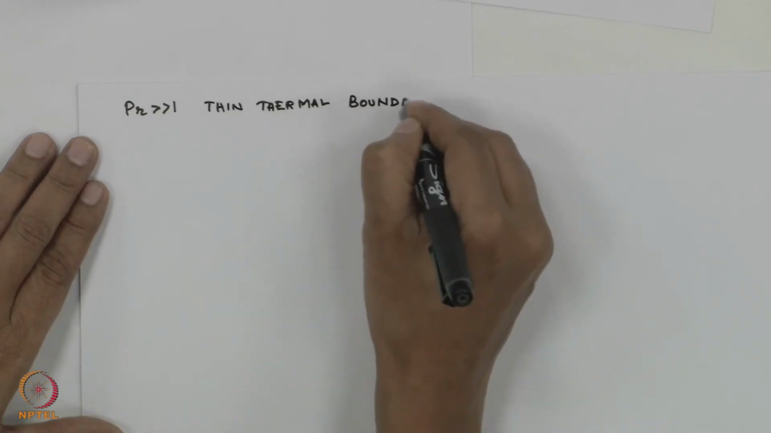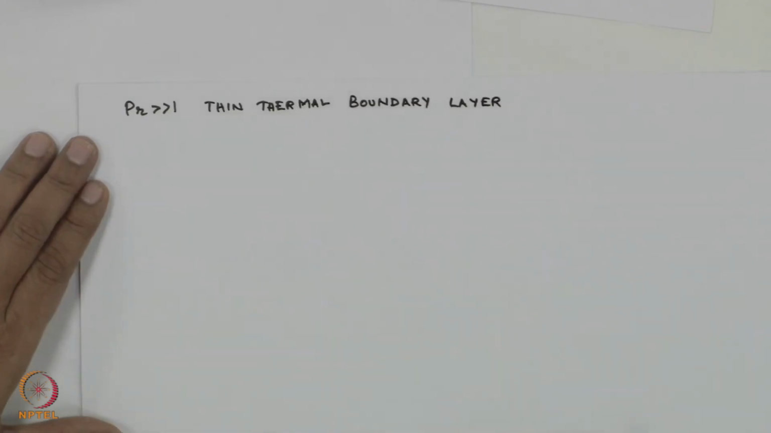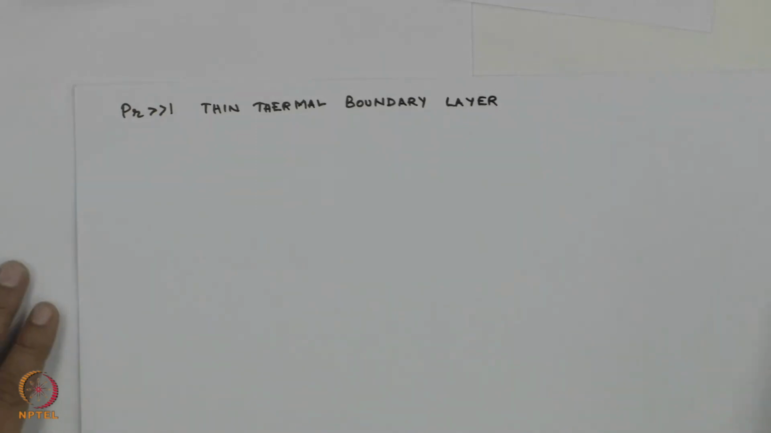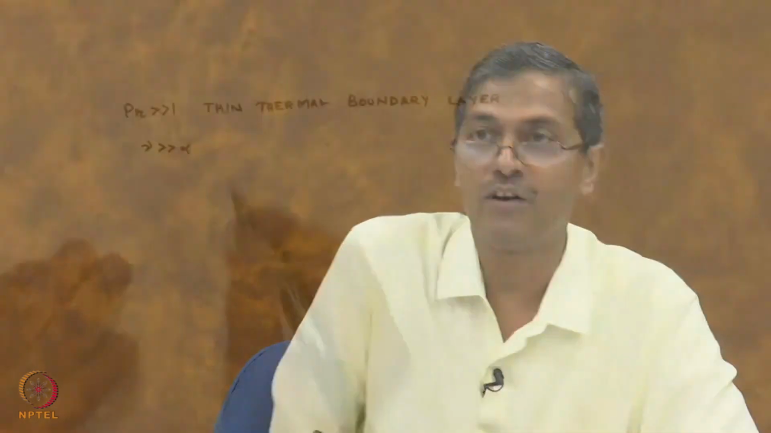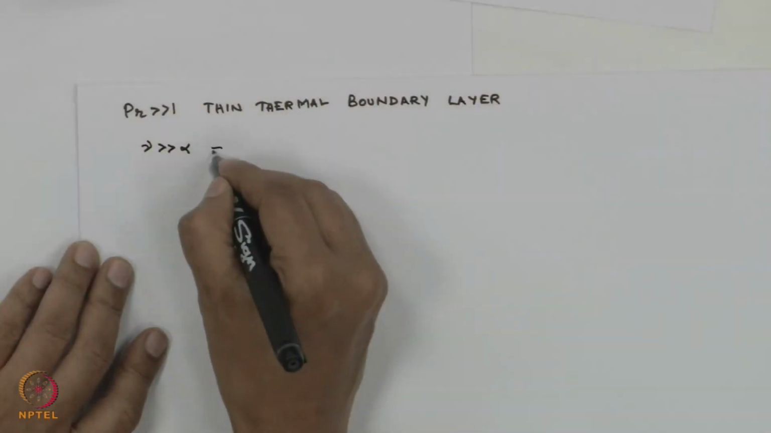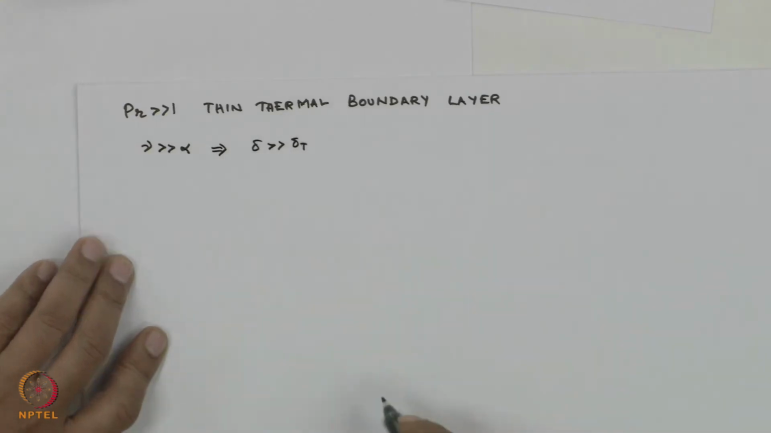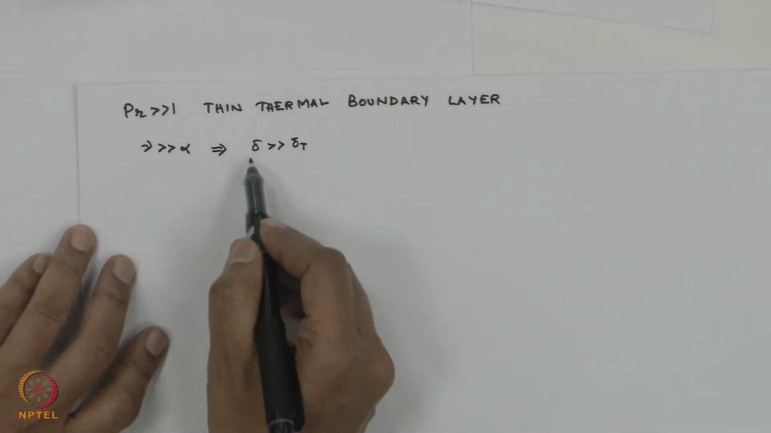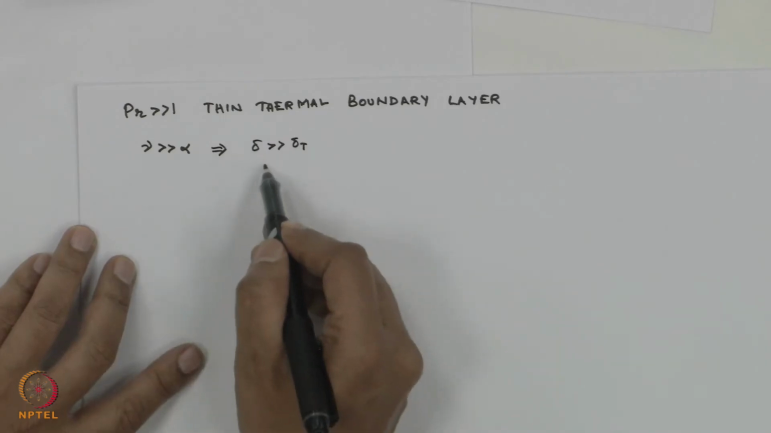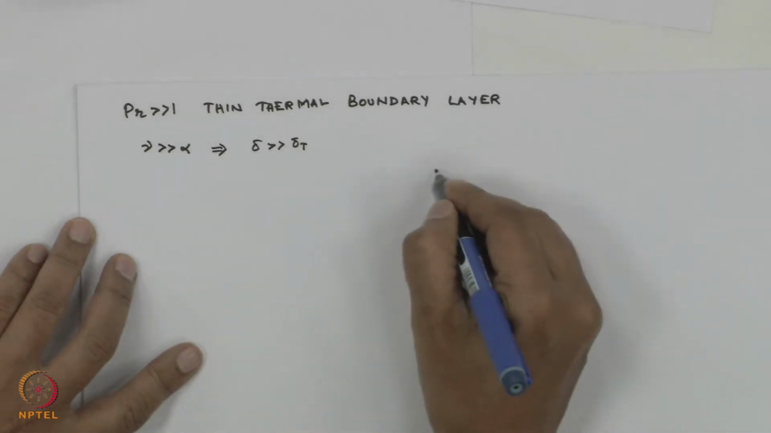Thin thermal boundary layer. Okay. So in this thin thermal boundary layer, the Prandtl number is greater than 1. So you have nu greater than alpha, which implies that delta is greater than delta T. Because nu is greater, for longer distances momentum can diffuse, because of which delta is greater than delta T. So now let us take up the drawing.